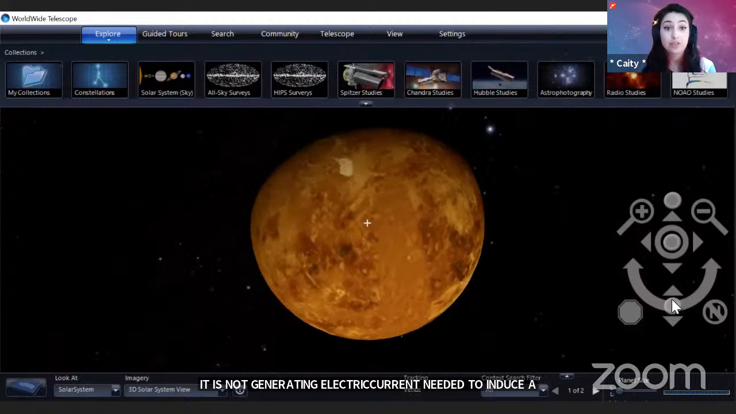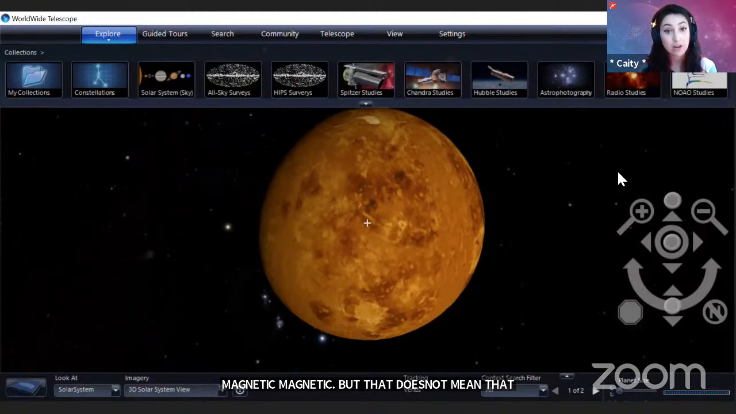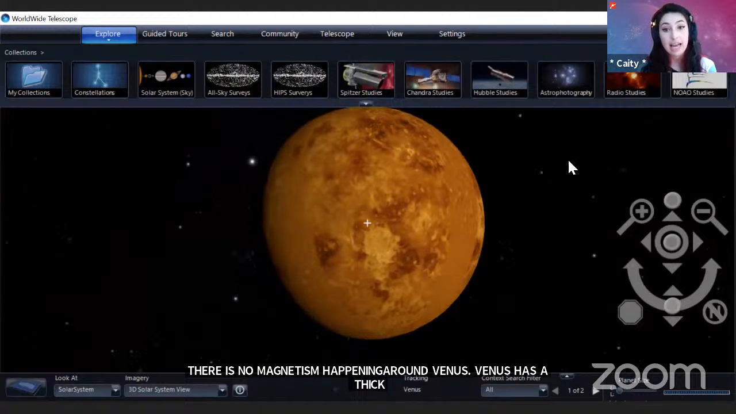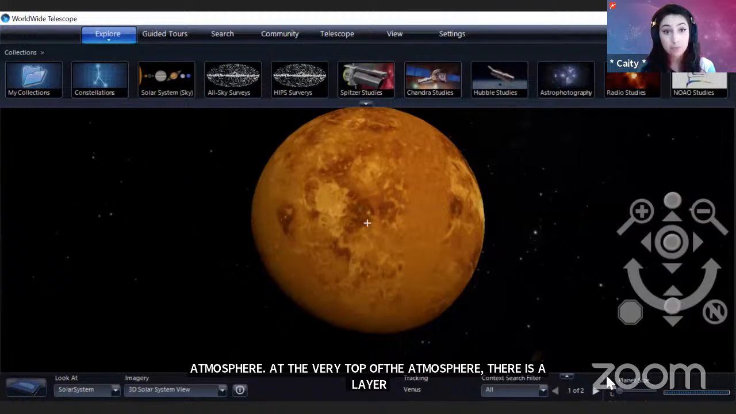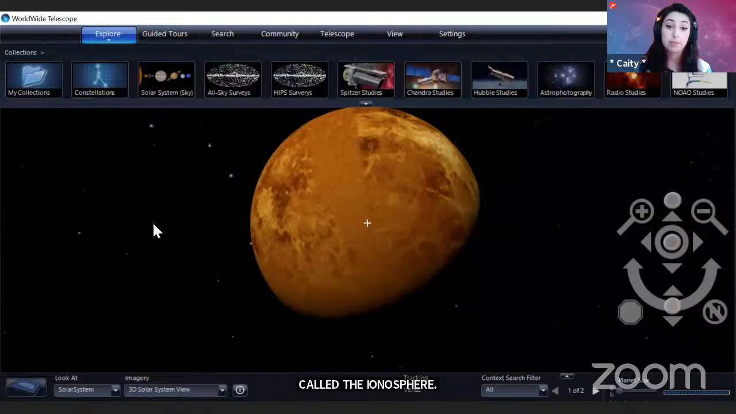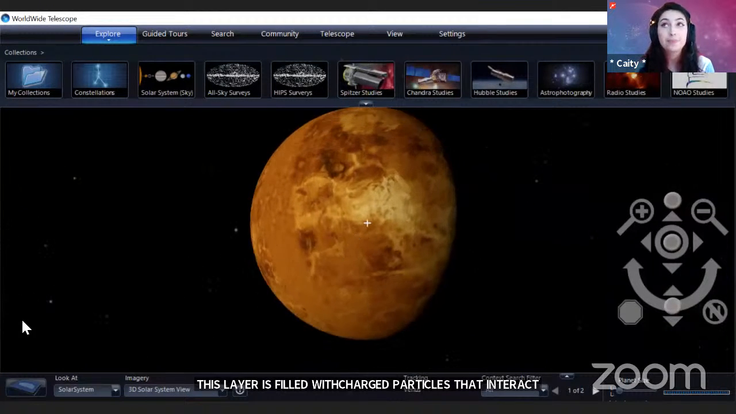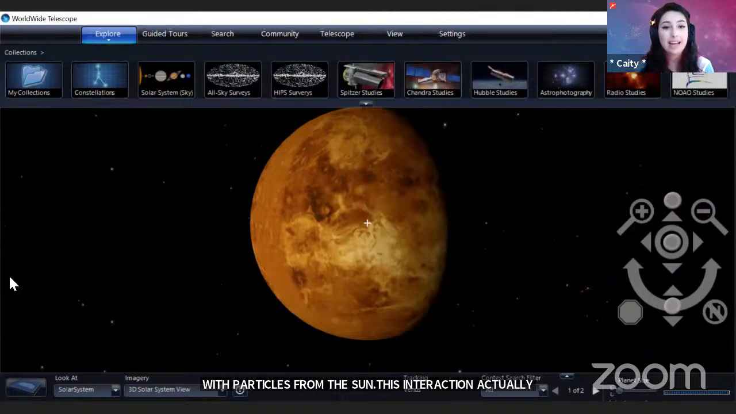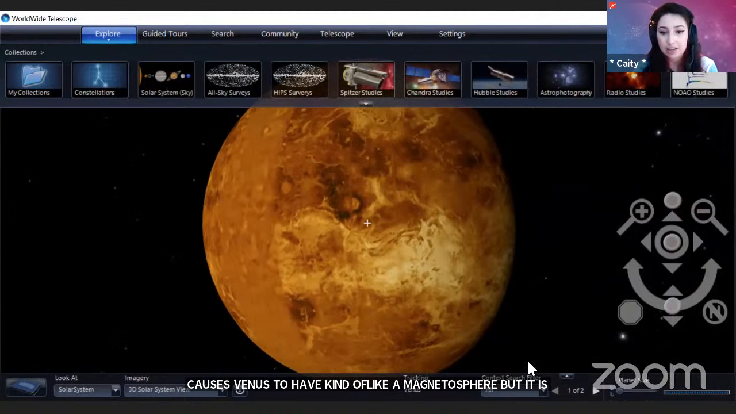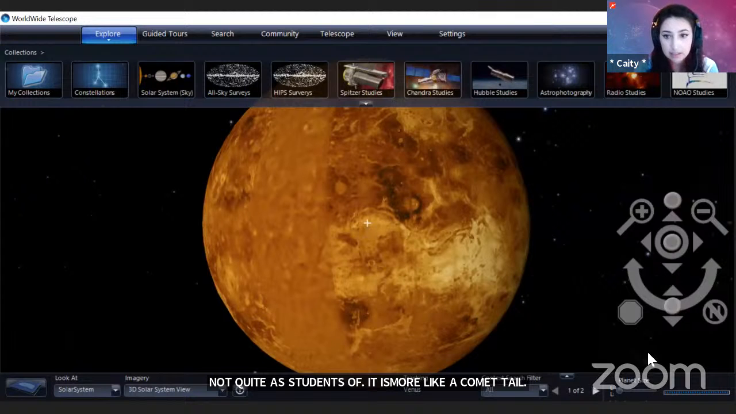But that doesn't mean that there's no magnetism happening around Venus, because Venus has a thick atmosphere, and at the very top of the atmosphere, there's a layer called the ionosphere. And this layer is filled with charged particles that interact with charged particles from the sun. So this interaction actually causes Venus to have a kind of magnetosphere, but it's not quite as extensive. It's more like a comet tail. It's very minimal, but I can show you just quickly a picture of what that looks like.